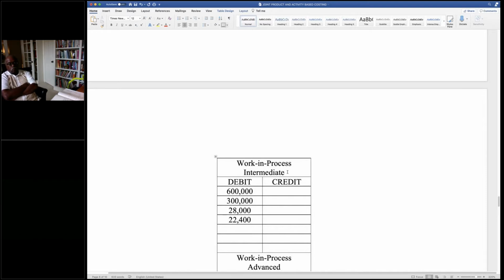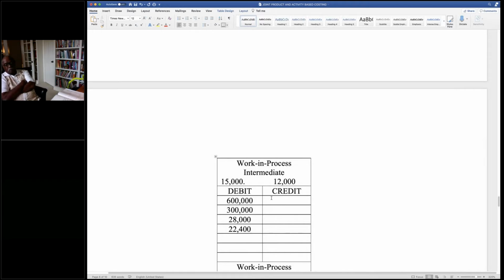All right, and then this is where we have to do a comparison of the amount of books they were supposed to make by the amount of books they actually made. So they were supposed to make 15,000 intermediate books. But if you look at the numbers that he gave us of the ones that they actually completed, they only completed 12,000, which I believe is 80%. Yes. So we're going to get 80% of 600,000, 80% of 300,000, but we're going to keep the 2,800 because the workers were already paid. And we're going to keep the 2,240 because the work was already done.